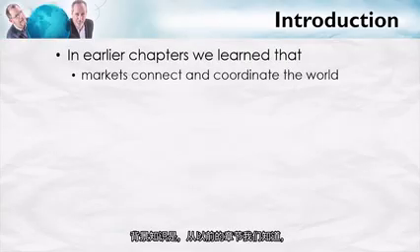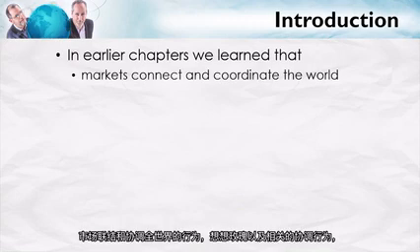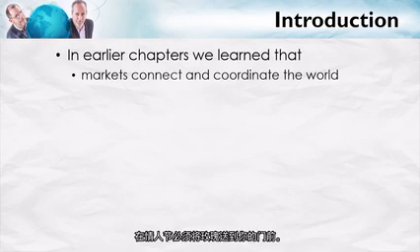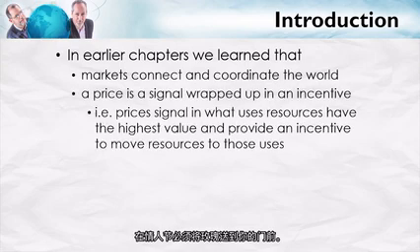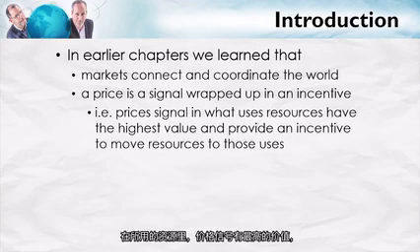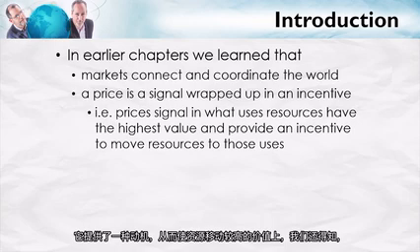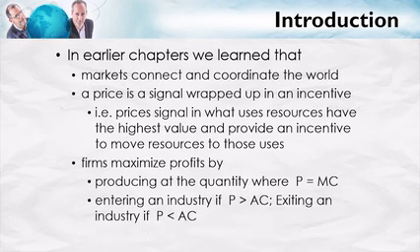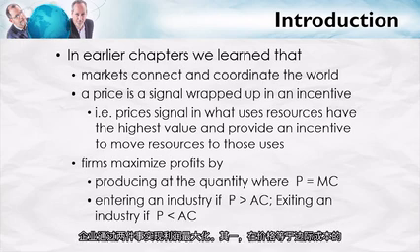So for context, recall that in earlier chapters we learned that markets connect and coordinate actions all over the world. Think about the rose and the coordination of actions which was necessary to deliver the fresh rose to your door on Valentine's Day. We also learned that a price is a signal wrapped up in an incentive. That is, prices signal in what uses resources have the highest value, and they provide an incentive to move resources to those high-valued uses. We also learned that firms maximize profits by doing two things.